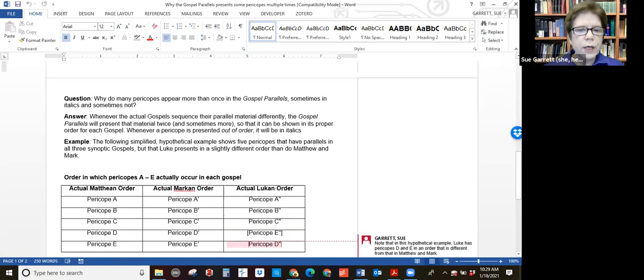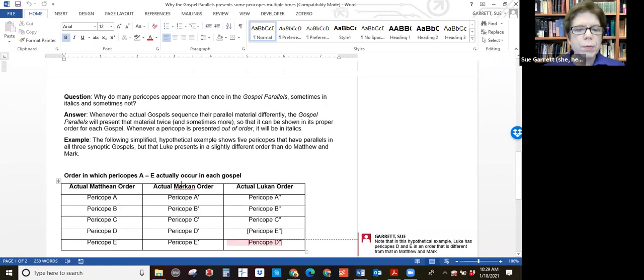Okay, now looking at this, again, why do so many pericopes appear more than once in the Gospel Parallels, sometimes in italic and sometimes not? Short answer: whenever the actual Gospels sequence their parallel material differently, that is, put it in different order, the Gospel Parallels will present the material twice, sometimes more, so that it can be shown in its proper order for each Gospel. Whenever a pericope is presented out of order, it will be in italic or italics, okay?